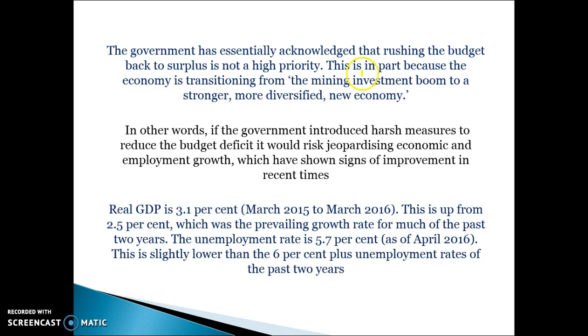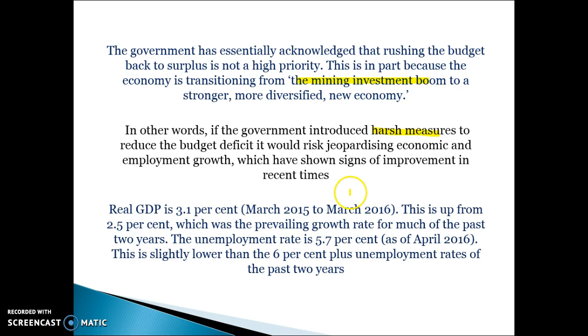So the government basically have acknowledged that they're not going to rush the budget back to surplus. We have other issues, including this idea of fiscal consolidation, particularly as we start to diversify away from the mining boom. So they don't want to risk implementing too many harsh measures that are going to hurt our ability to grow in the long term.